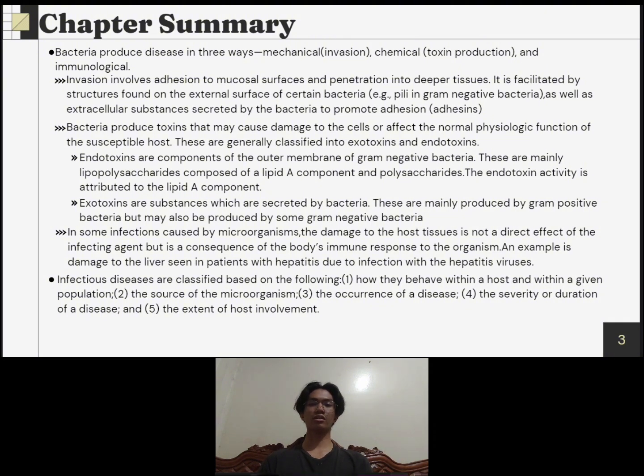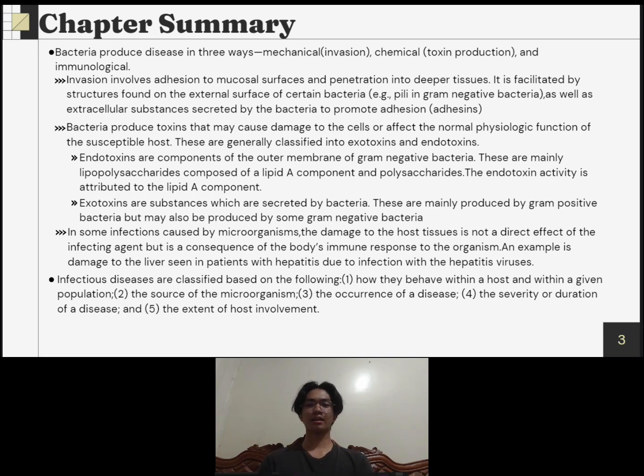Endotoxins. Endotoxins are components of the outer membrane of gram-negative bacteria. They are mainly lipopolysaccharides composed of a lipid component and polysaccharides. The endotoxin is the activity attributed to the lipid component. So, ang isipin mo na lang pagdating sa endotoxin, sila yung parang lysosome ng cell ng bakterya. Sila yung sumasabog pagka masisira na or nasira na yung bacteria cell.